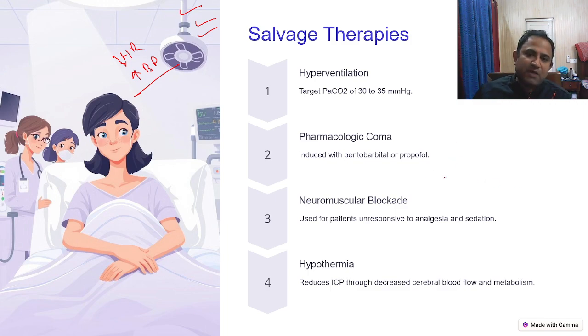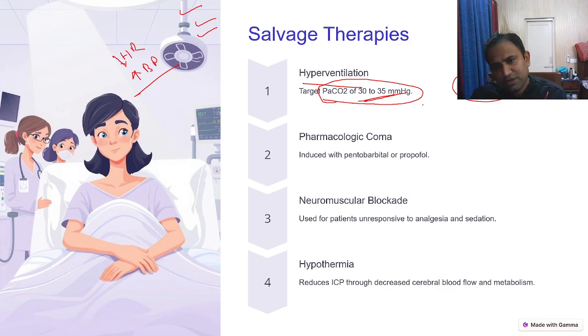So hyperventilate the patient. You have to place the patient on invasive mechanical ventilation, hyperventilate, and target a PCO2 of 30 to 35 millimeters. Further decrease of PCO2 to 15 to 20 has been detrimental. So the recommended target range of PaCO2, partial pressure of carbon dioxide, is 30 to 35.